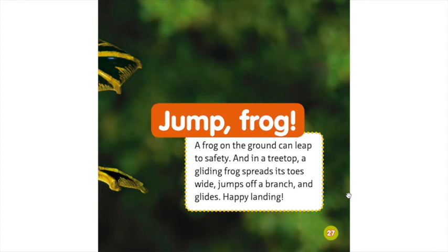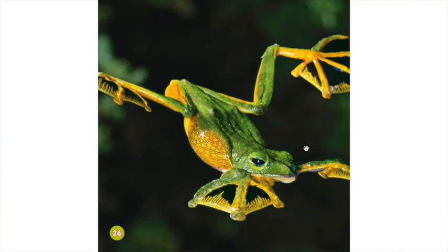Jump frog. A frog on the ground can leap to safety. And in a treetop, a gliding frog spreads its toes wide, jumps off a branch, and glides. Happy landing. Here it is gliding in the treetops.